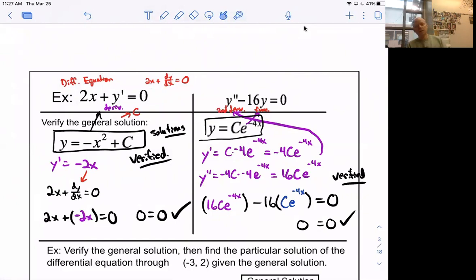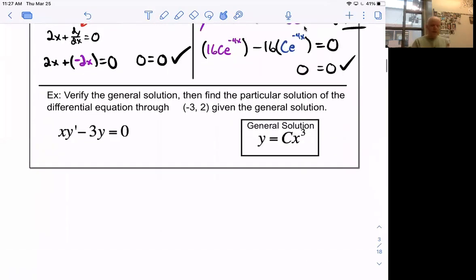So on the practice and on the formative, what you're going to have to do is, for one skill, check that a function solves a differential equation by taking derivatives and plugging things into the differential equation.